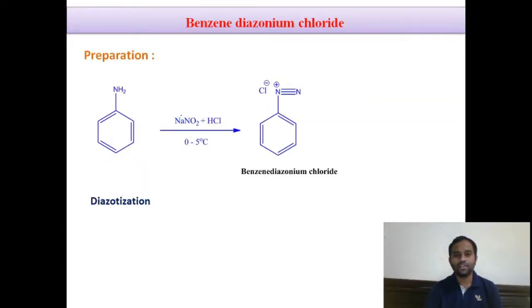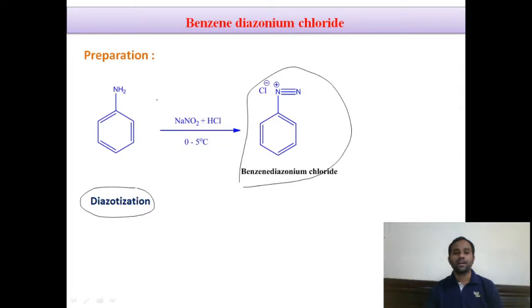Now coming to the preparation of benzene diazonium chloride. How to prepare benzene diazonium chloride? Just now I told you that it is by using a process called diazotization. What is diazotization? It is a process in which we prepare benzene diazonium chloride from aniline, that is an aromatic amine. So in this way we can prepare benzene diazonium chloride by using a process called diazotization.